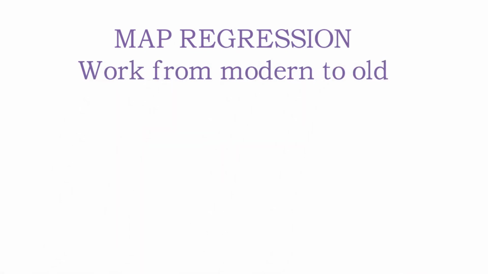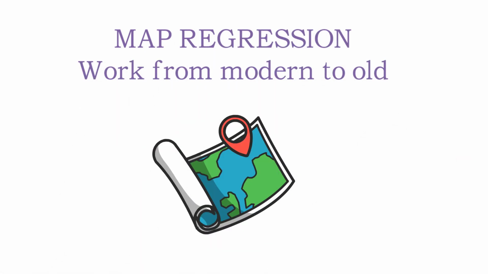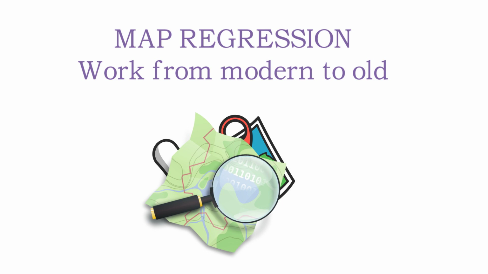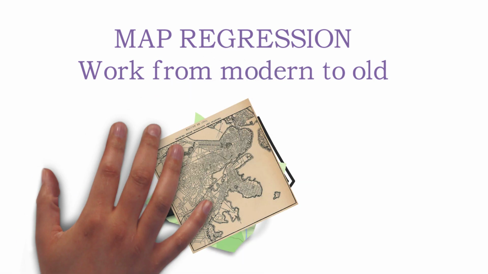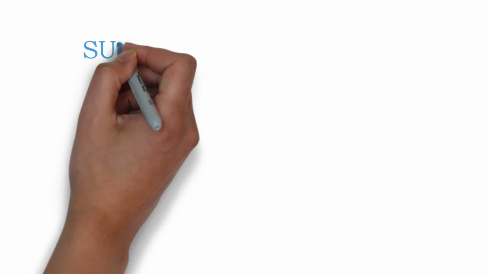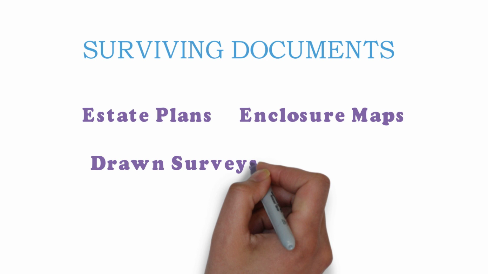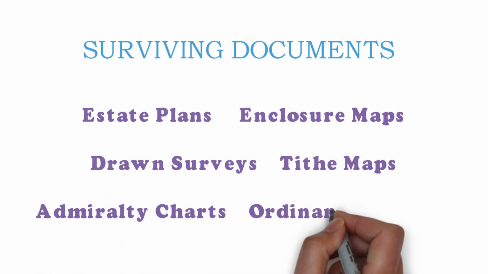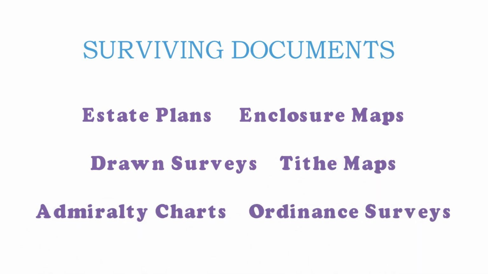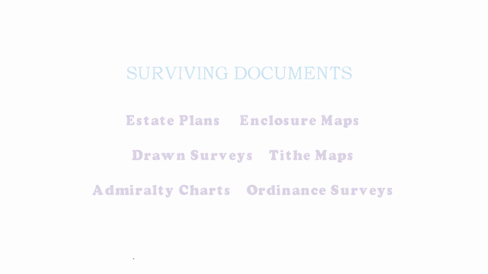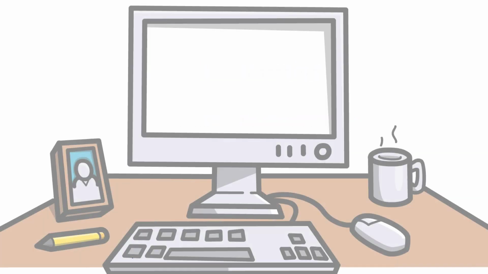Map regression is a process used to compare modern and old maps and surveys to determine the different phases of a site and to identify specific structures. 17th and 18th century estate plans, 19th century enclosure maps, ordnance survey drawings, tithe maps, Admiralty charts and 20th century ordnance surveys are all possible documents that might survive.